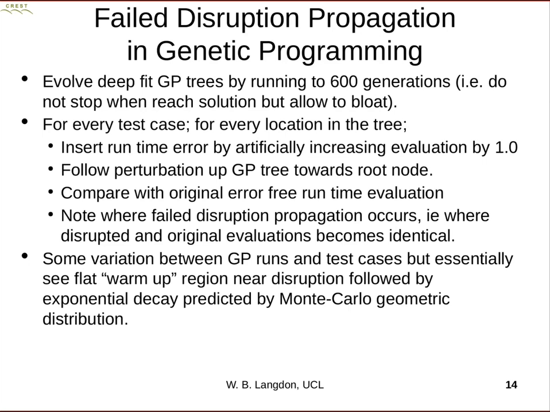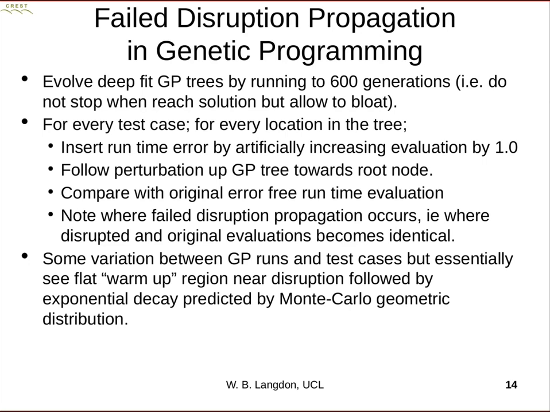So at every point within the program, every node in the tree, we artificially perturb the evaluation. In the first experiment, by simply adding 1 to whatever evaluation it had before. And then we follow the perturbation up through the tree towards the root node. And in particular, we're interested in the case where failed disruption propagation means the disrupted and the original evaluations are identical.